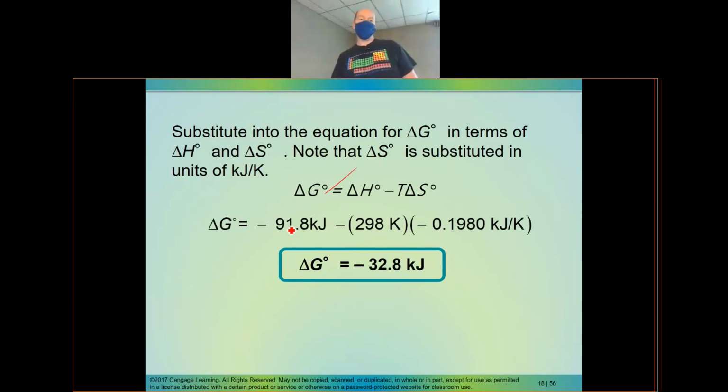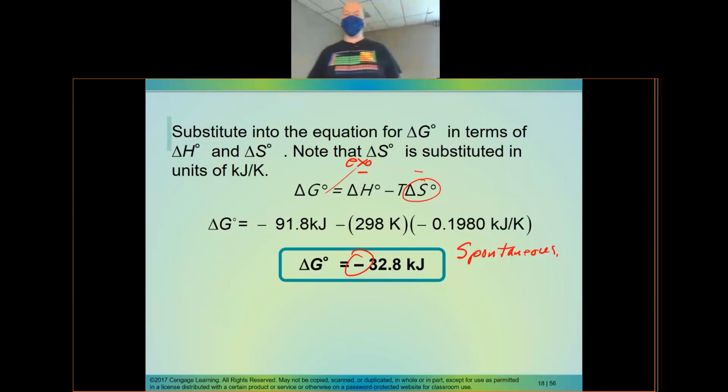All right, and so because we have a negative value for delta H, we know that that is exothermic. We already predicted the delta S value is negative because we had more moles on the reactant side than we had on our product side. So we knew that we were getting less disorder. Now we have calculated the delta G, and the delta G is negative. That means this is spontaneous. So anytime your delta G is negative, it is going to be spontaneous.